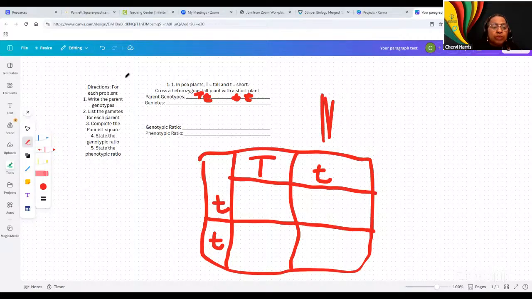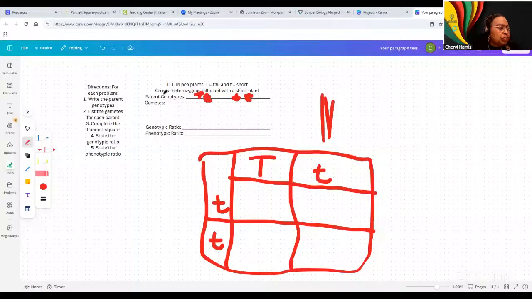These are the general directions for all of the questions. For each question, you're going to have to write down what the parent genotypes are, list the gametes for each parent, and complete the Punnett square, which is what we're doing here. Then state the genotypic ratio and the phenotypic ratio. That means you have to understand what the vocabulary words mean.